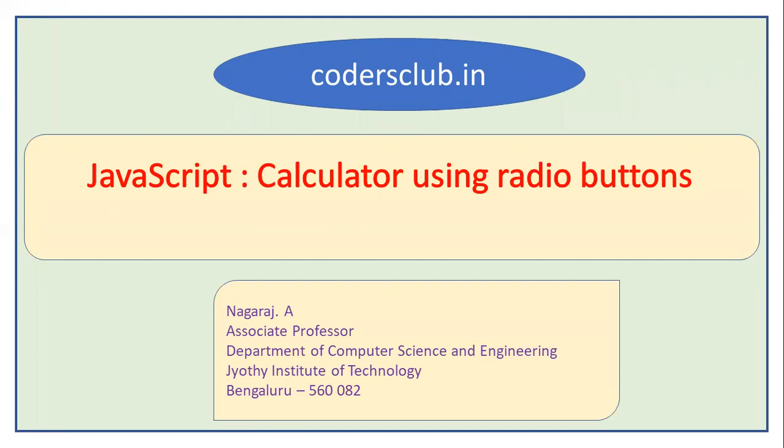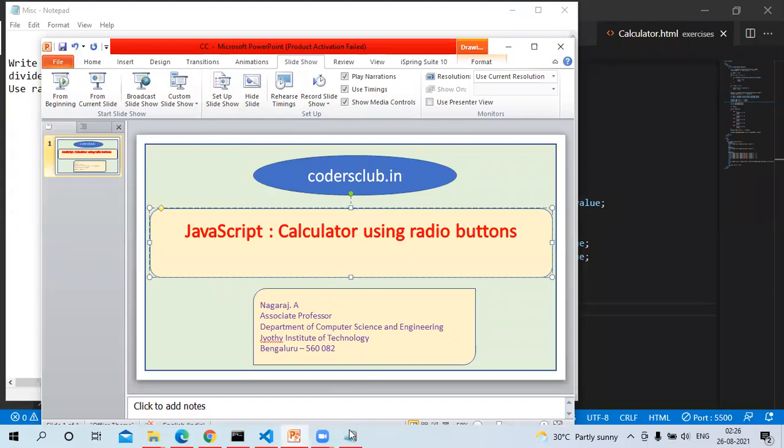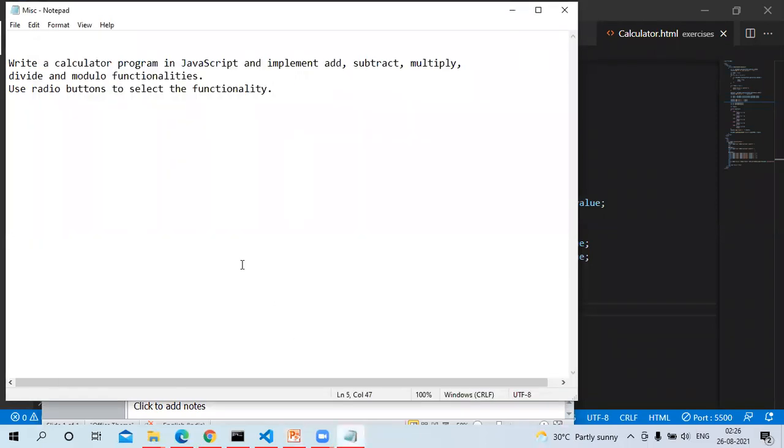So today we'll look at a JavaScript program about implementing a calculator using radio buttons. This is the problem statement. Write a calculator program in JavaScript and implement add, subtract, multiply, divide, and modulo functionalities. Use the radio buttons to select the functionality.